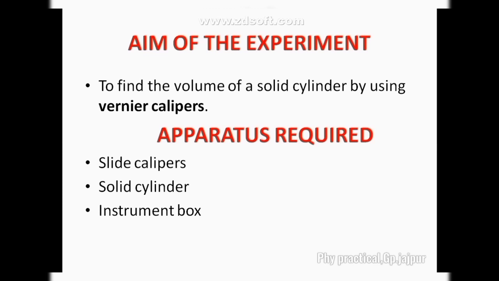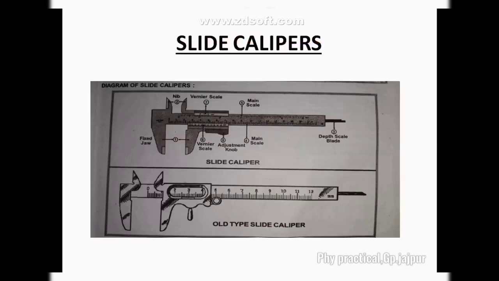Next is apparatus required. There are three apparatus required for this experiment. First is a slide caliper, second is a solid cylinder, third is an instrument box. Here is the diagram of the slide caliper. This part of the slide caliper is called the main scale. This is called the vernier scale. This part is the lower jaw. This is the upper jaw. This is the depth blade and this is the adjustment knob, which we will discuss later.